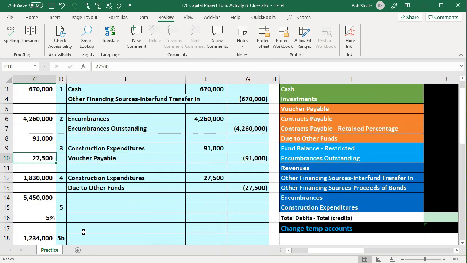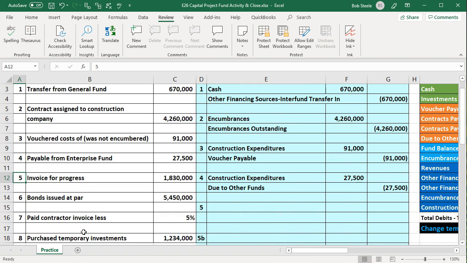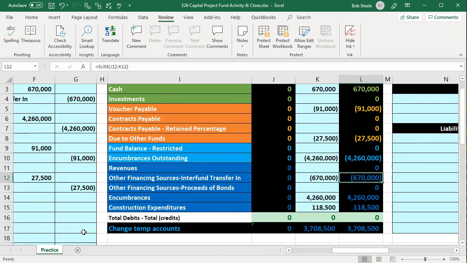Now we're going to see what is next. We are now on number 5. So we have an invoice for progress. We got progress invoicing then from our contractor that's working on the capital project. Therefore, we're going to record this. Now, we've already recorded the contract in encumbrances, that holding account that we recorded before a financial transaction actually happened. Now we actually have a financial transaction where we want to record this in construction expenditures. Before we do so, we're going to reverse it from this encumbrance account and then record it in the construction expenditures. Again, we're recording it in construction expenditures because it's a modified accrual basis.